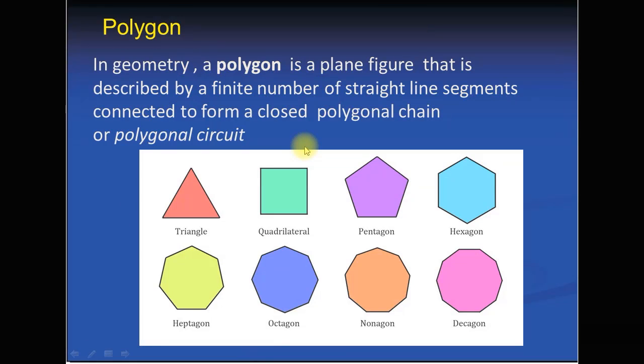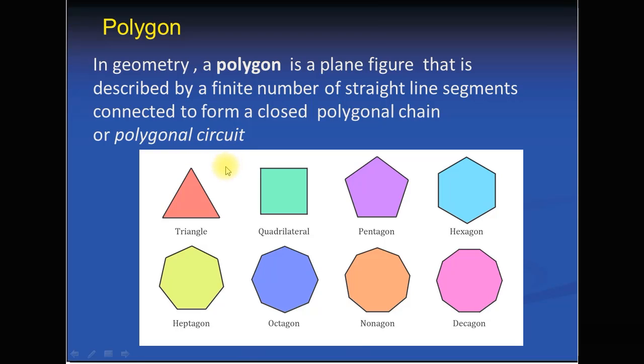First of all, I would like to repeat the previous types of polygons and their construction. Then we will discuss the new types of polygons and their construction. Dear students, in geometry, a polygon is a plane figure that is described by a finite number of straight line segments connected to form a closed polygonal chain or polygonal circuit.